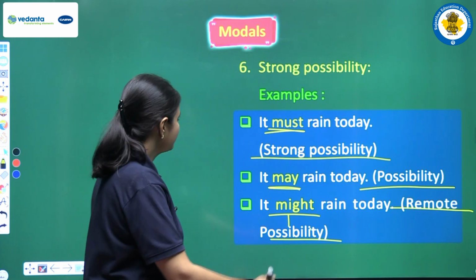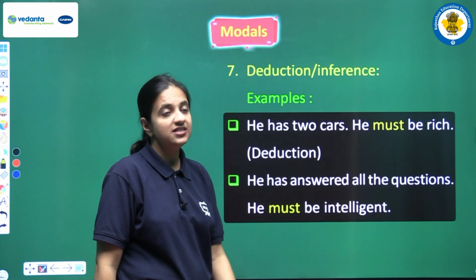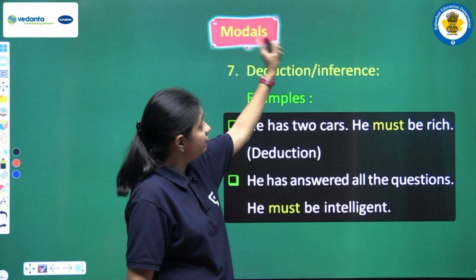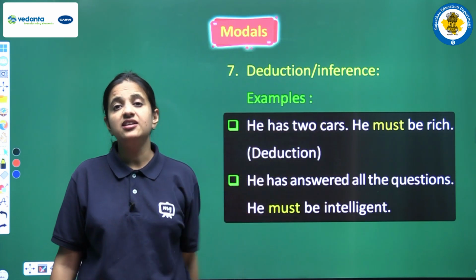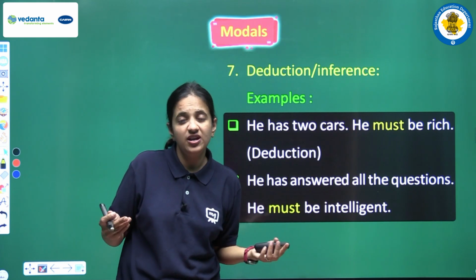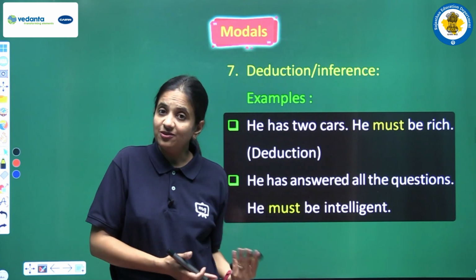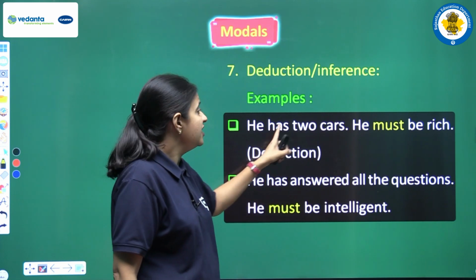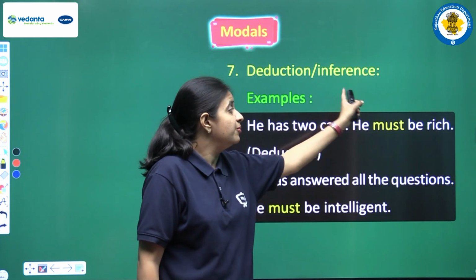Clear? Another use of must is that it is used to show deduction, or we can say inference. So what does deduction mean? Deduction means that after so many observations, we arrive at a conclusion. So let's see an example to understand this. The example is: he has 2 cars, he must be rich.